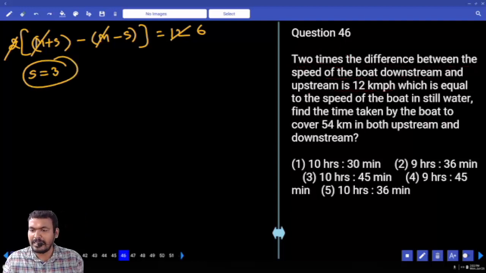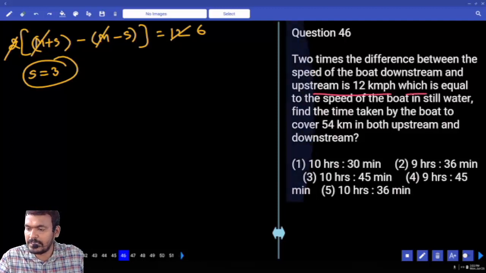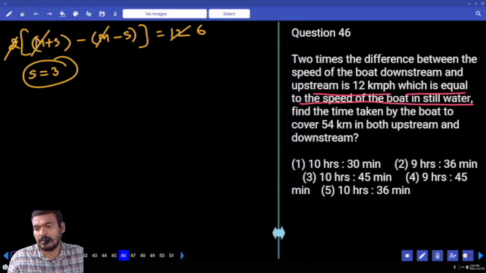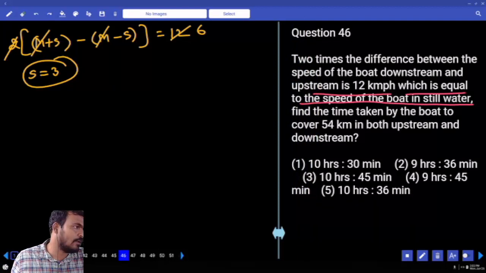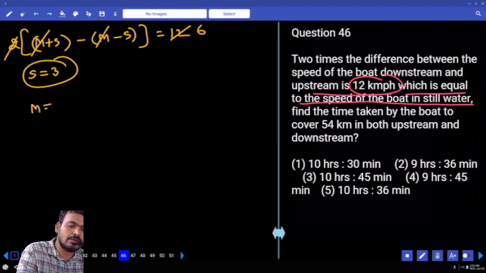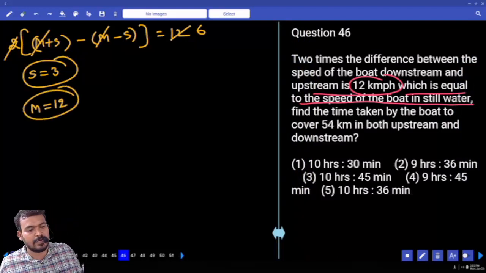And what is the second line given? Upstream is 12 km per hour, which is equal to the speed of the boat in still water. Speed of the boat means M value, that is equal to 12. Means M value is 12. If M value is 12 and S value is 3, then downstream speed is 15, upstream speed is 9. We know the M and S values, so obviously we will get the downstream speed and upstream speed.